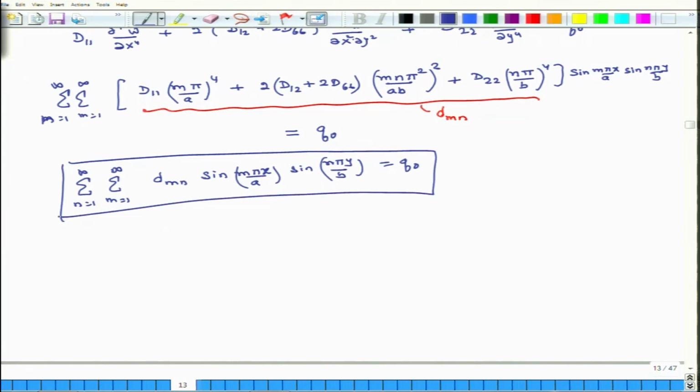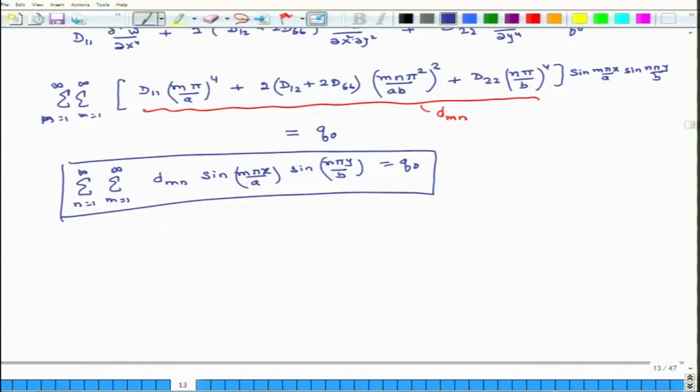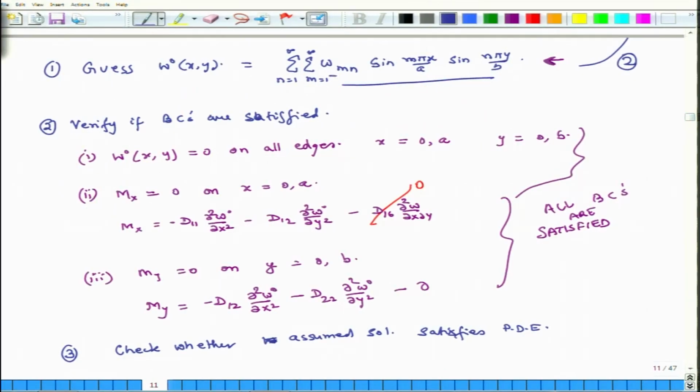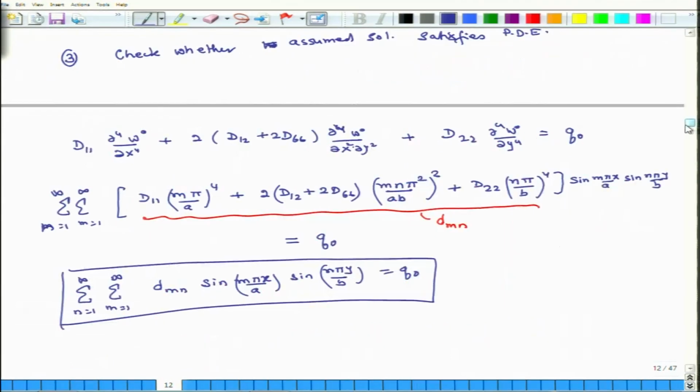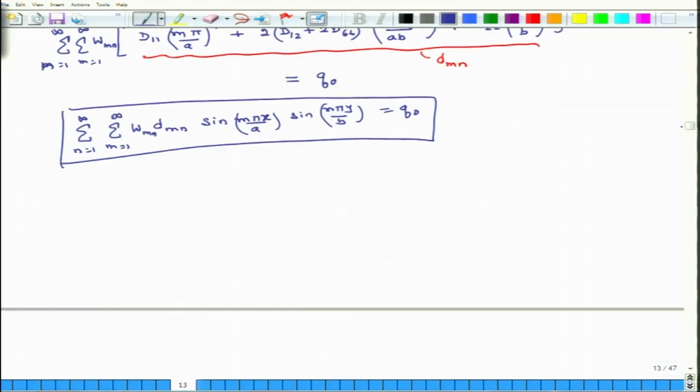Now, if we can show that in some special condition this left side and right side are equal, then our assumed solution is correct. If we cannot show that these sides are equal, then we cannot claim. Oh, there is one thing I forgot to mention. There was a Wmn which I omitted. So, this entire thing is also multiplied by Wmn. This Wmn is not known, and if we can select some special values of Wmn such that this entire thing equals q naught, then we have solved the problem. So, let us call this equation 3.